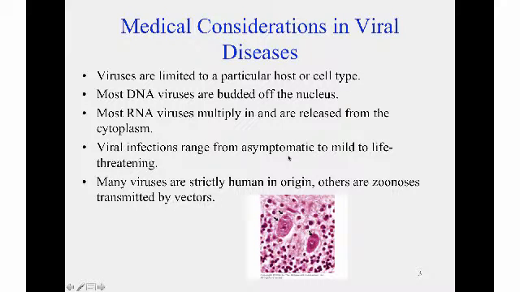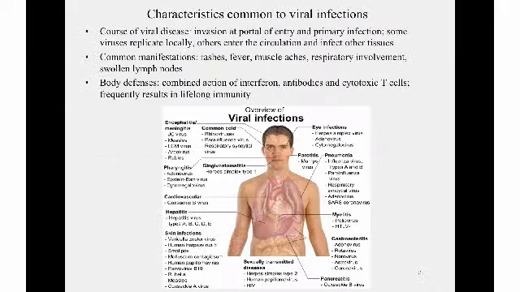Now, as you'll see from this lecture for DNA viruses, we're going to see this wide range of infections associated with a DNA virus, from asymptomatic to mild infections to also fatal. So we'll see that with the RNA viruses as well. And many of them are strictly human in origin. Others are the causative agents of zoonotic diseases. And so for those, again, this involves animals and they're transmitted via insect vectors.